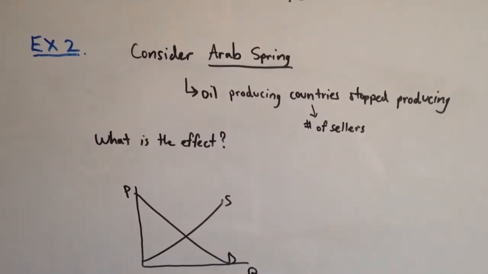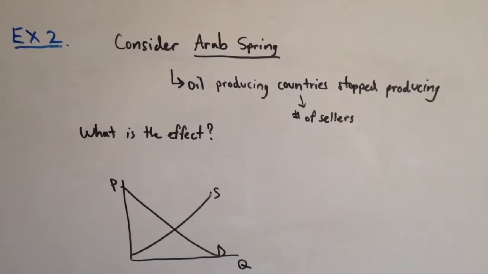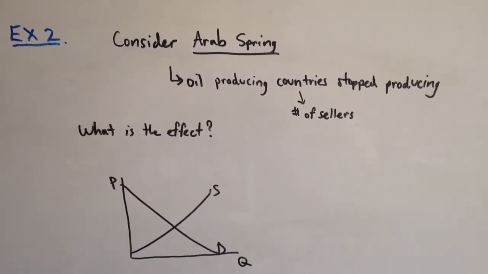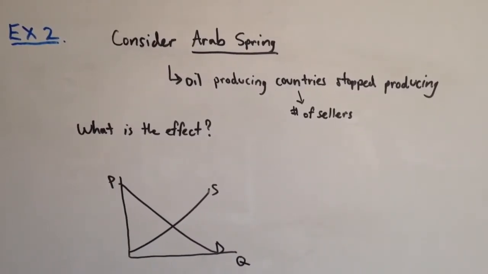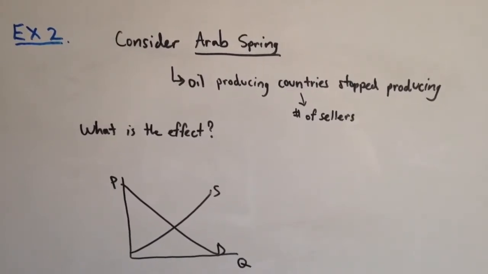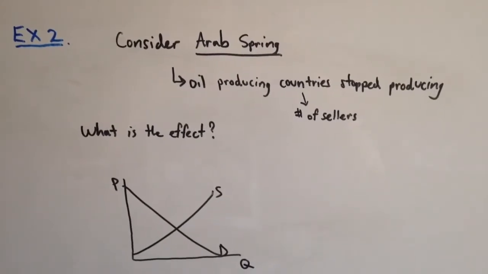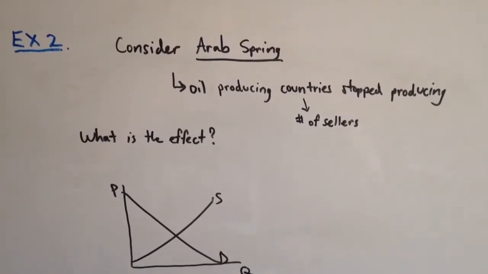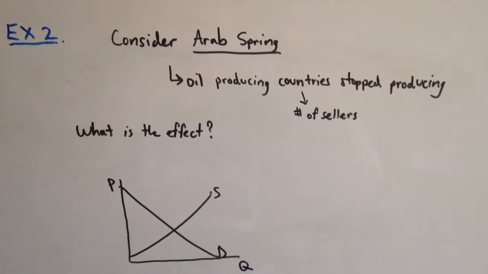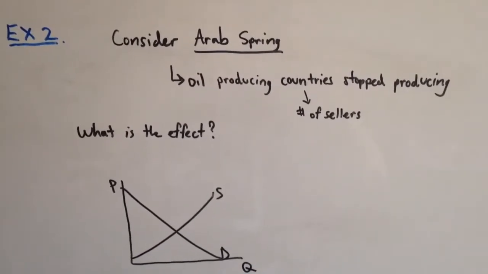Okay, so this is example number 2. And for this example, we're going to consider the Arab Spring. So these are Middle Eastern, oil-producing countries that stopped producing due to destabilization in the Middle East. So since we have oil-producing countries that have stopped producing, what is the effect?